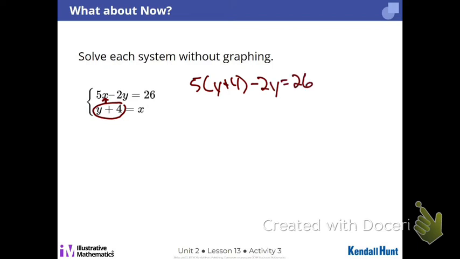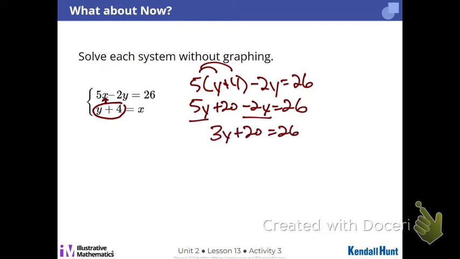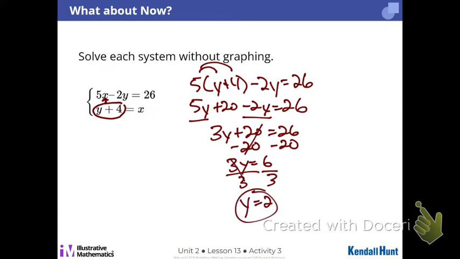How many variables do I have in my answer now? 1, which means I can get it alone. That's what you're going to work on right now. Get it alone. So the first thing I'm going to do to isolate y is distribute. The next thing I'm going to do is combine like terms. And now I can start isolating y. So if 3y is 6, what does y equal? 2.